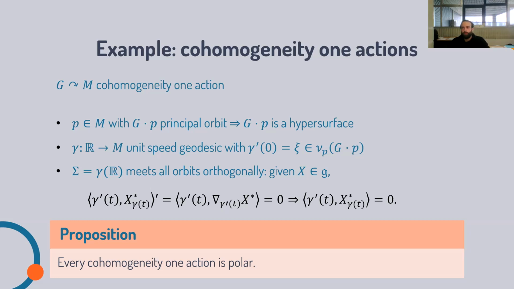I think so. Maybe you could try an example of compact type. What about an action by rotations on the torus, where a section would be a circle perpendicular to the... Yeah, but if it's a closed geodesic, basically its image is a circle, then it's fine. So it will be an embedded section, which is nice.